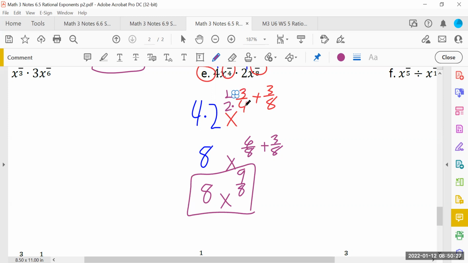I multiplied the top and bottom of this one by 2 so that the denominators would match. And so 3 times 2 is 6. Yep, sorry. It didn't quite look the same.